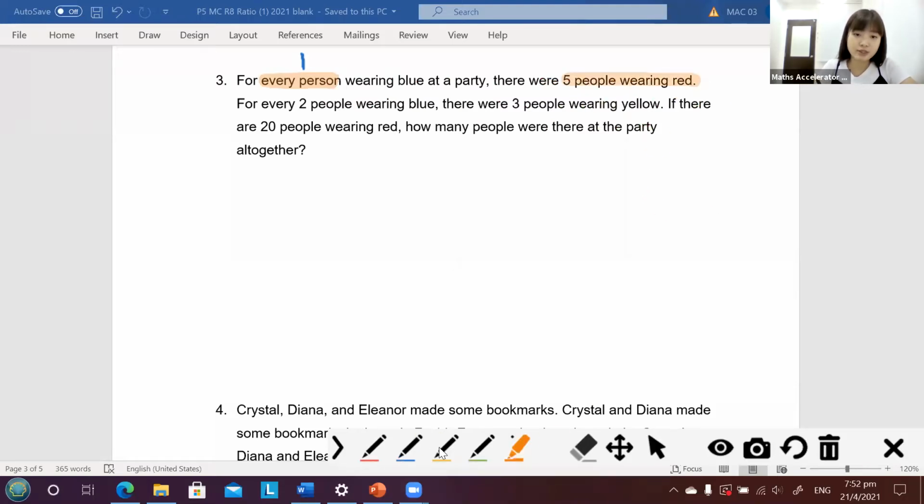So how do you write the ratio in this case? This is blue to red. What do you think the ratio is? Can you type into the chat for blue to red? Yes, correct. Very good. Everyone got it correct. 1:5.